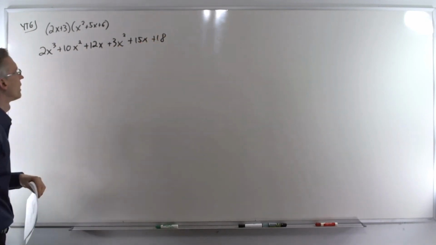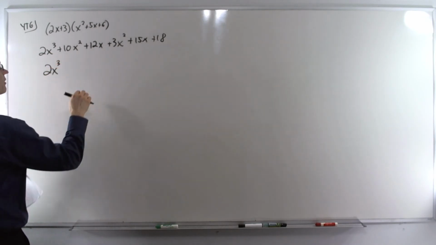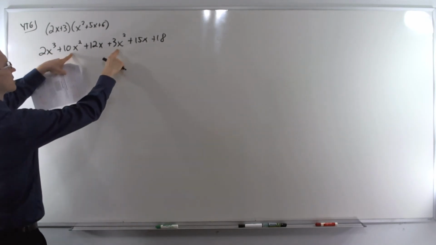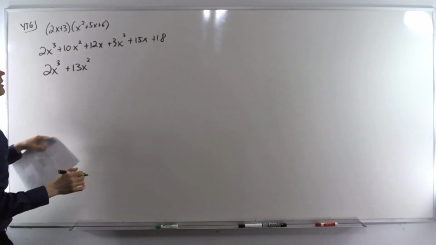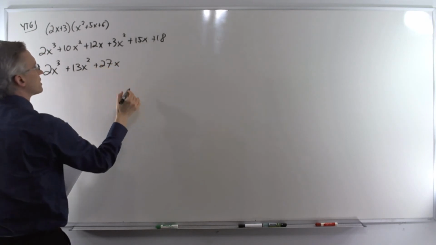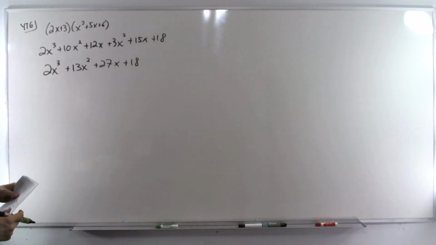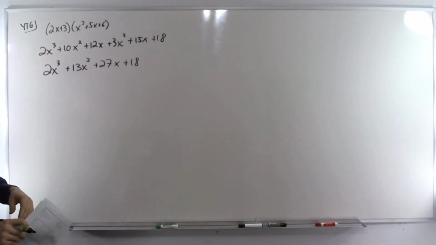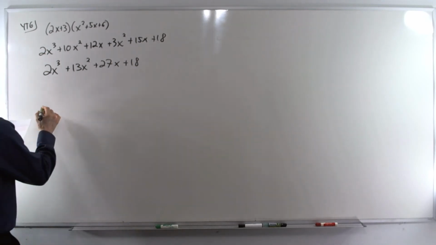All right, now we can combine like terms. 2x to the third is by itself. 10x plus 3x is 13x squared. 12x plus 15x is 27x, plus 18. So we got 6 terms after multiplication. That's another quick check you need to do. Make sure you're not missing a term. All right, now the next one, a little bit different here.